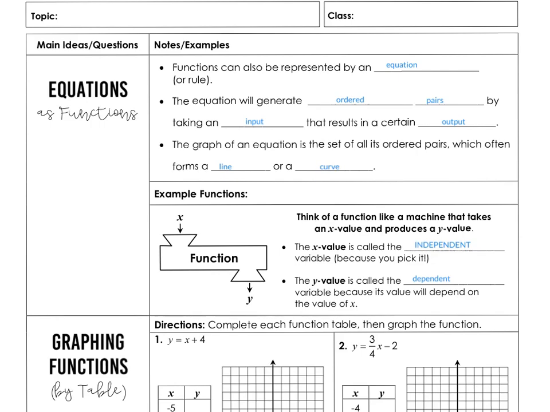In this unit, we're going to look at how we use an equation to represent functions. Remember, an equation is just a rule that describes the relation between the input x and the output y. The equation will also generate ordered pairs. Pay attention to ordered pairs, taking an input that results in a certain output. And the graph of the equation is the set of all its ordered pairs. You put it all together, which often forms a line or a curve, right?